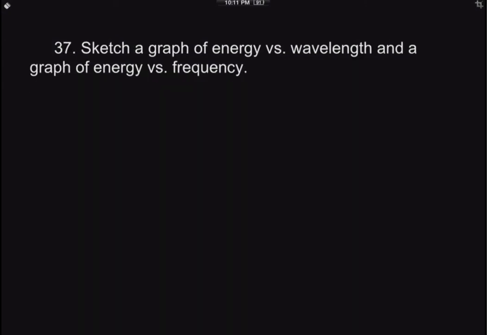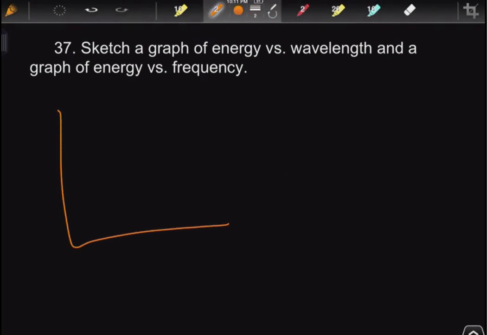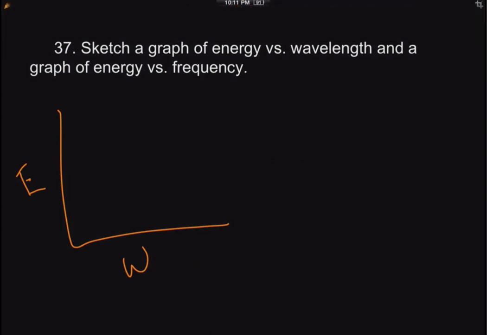Make a graph of energy versus wavelength and energy versus frequency. Well, energy versus wavelength, the longer the wavelength, the lower the frequency, and the lower the frequency, the lower the energy. So as wavelength increases, energy decreases. So it looks something like that. That's called an inverse relationship. It's got a negative slope.